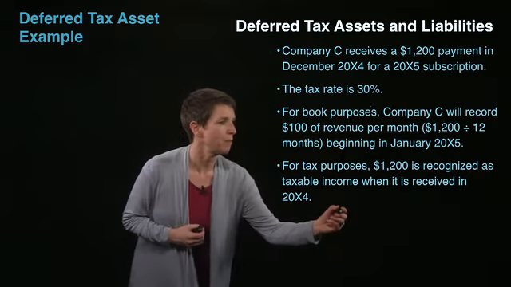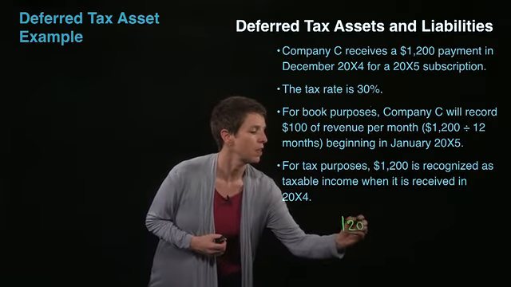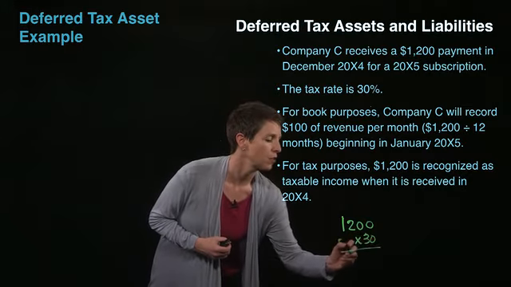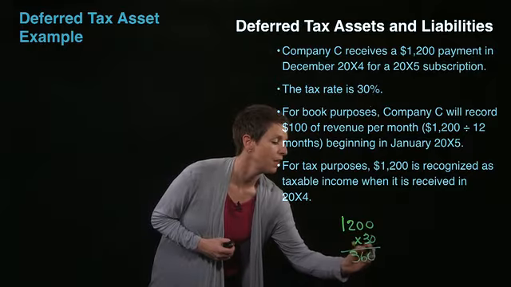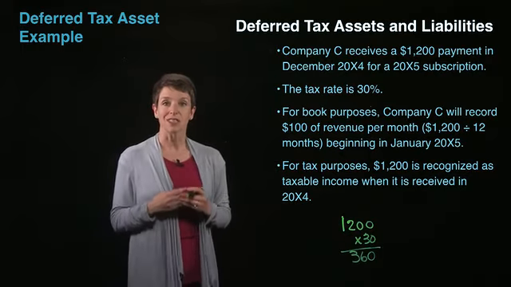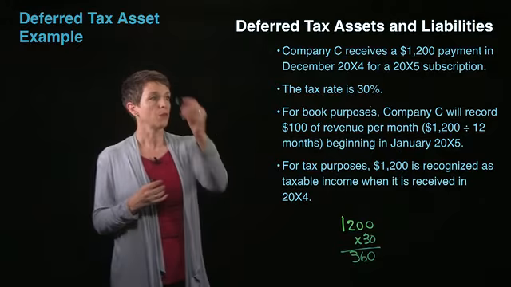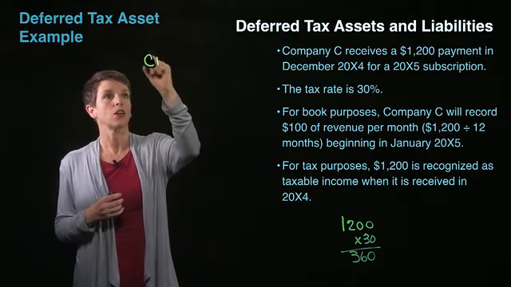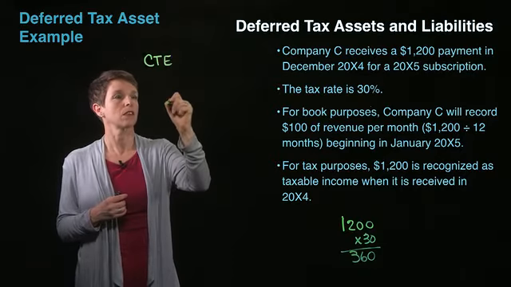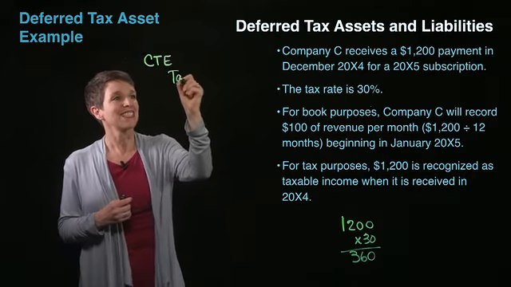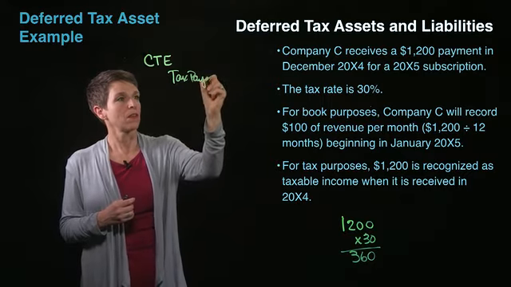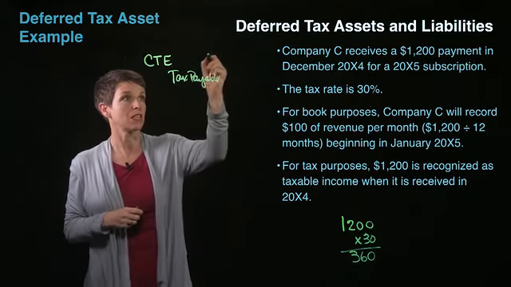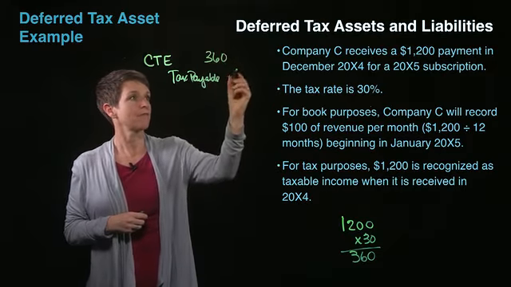So how much will that be? Well, we've got $1,200 of cash and we have a 30% tax rate. So that means we're going to actually pay tax of $360. So we're going to record that by recording a current tax expense and a tax payable. This is going to represent what we actually will pay to the government in this year. $360.